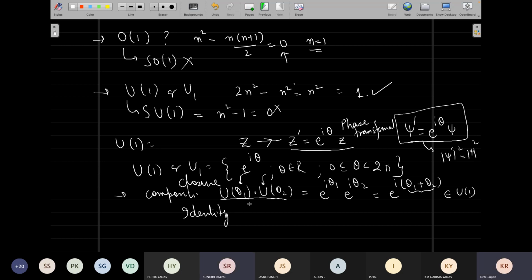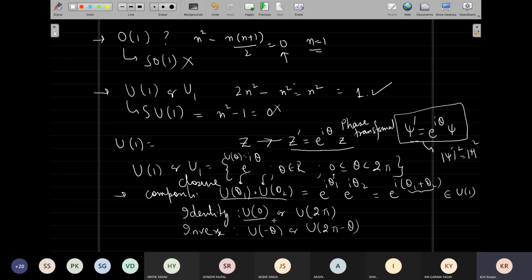What will be the identity? U of 0, right? Or U of 2 pi. In case you want to think about it that way, there is an identity element u0, and since I generally avoid writing 2 pi with an equal to sign, I just take 0. What about the inverse? Is there an inverse that will take the phase back? Minus theta, U of minus theta, or U of 2 pi minus theta, right? And you will see that again the associative property will hold true.